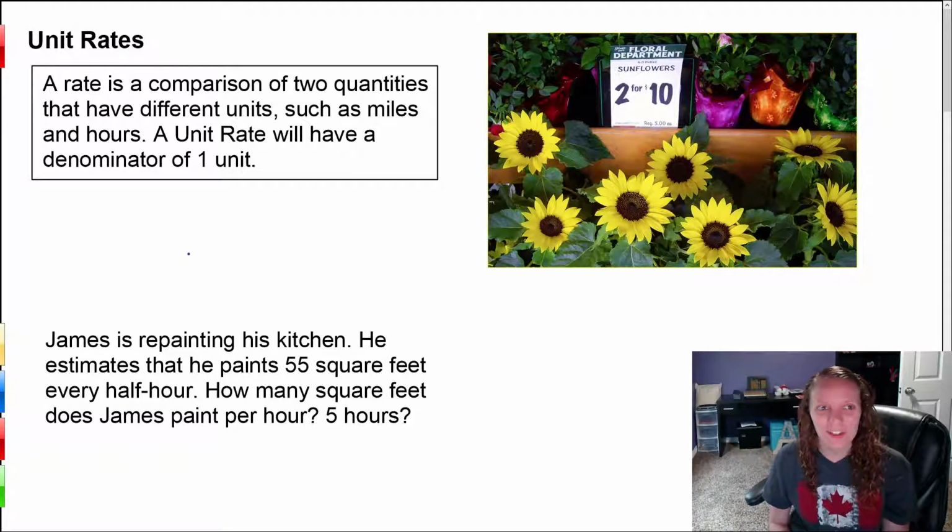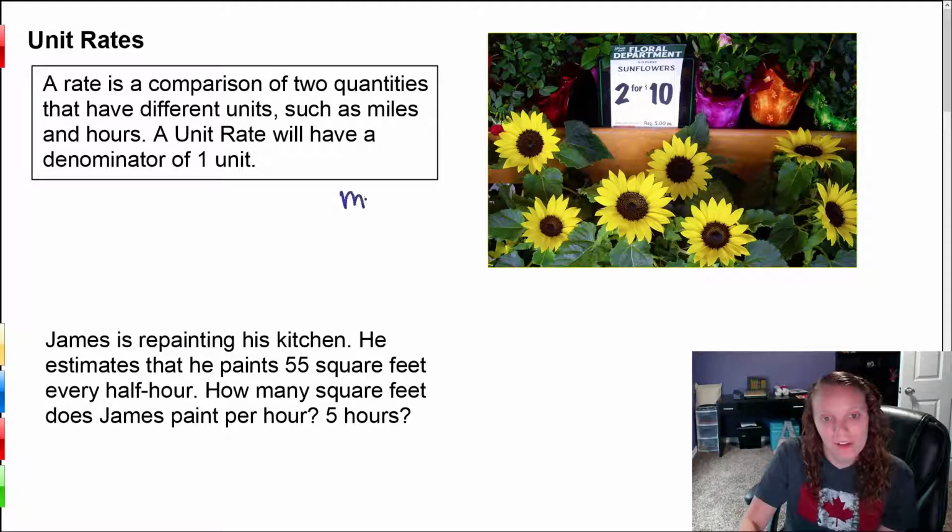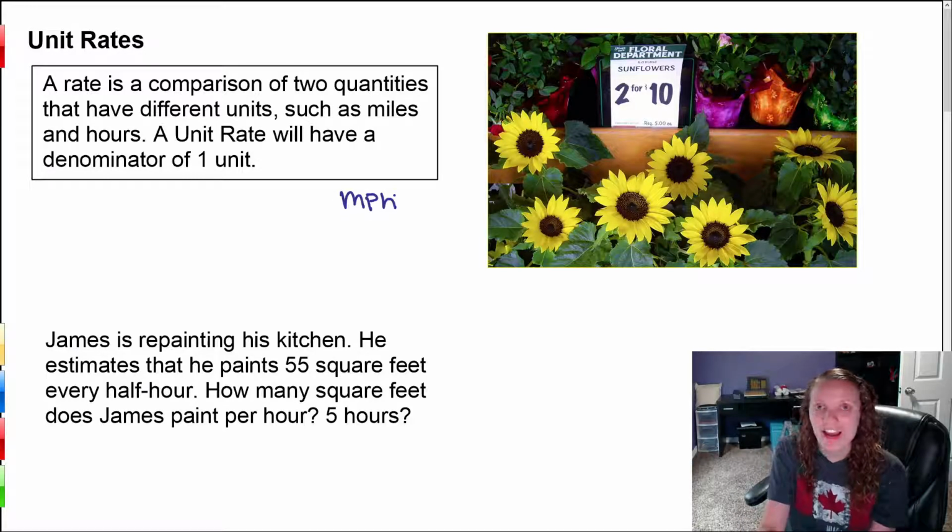Hey guys, today we're going to learn about unit rates. A rate is a comparison of two quantities that have different units, such as miles and hours. A unit rate will have a denominator of 1. So some examples of unit rates would be miles per hour. If you're driving down the highway, how fast are you going per hour?